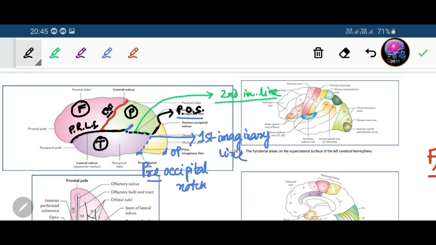The temporal lobe lies below the posterior ramus of lateral sulcus and the second imaginary line, and it is separated from the occipital lobe by the lower part of the first imaginary line. This is the lower part of the first imaginary line. The occipital lobe lies behind the line joining the parieto-occipital sulcus and pre-occipital notch. That means it lies behind the first imaginary line. So that's how the lobes of the cerebral hemisphere on the superolateral surface are determined.